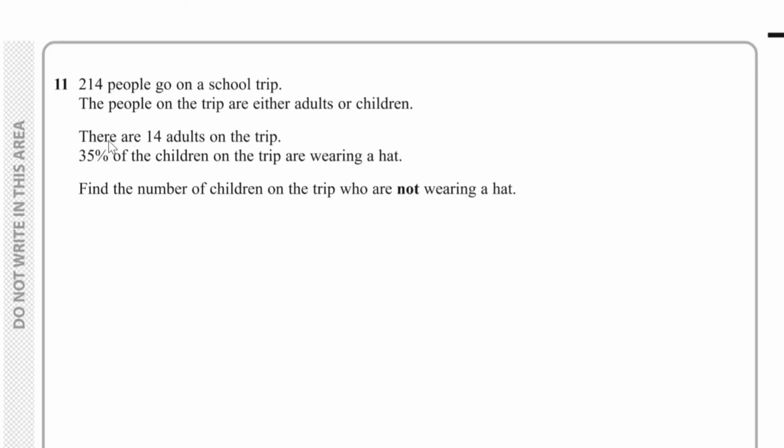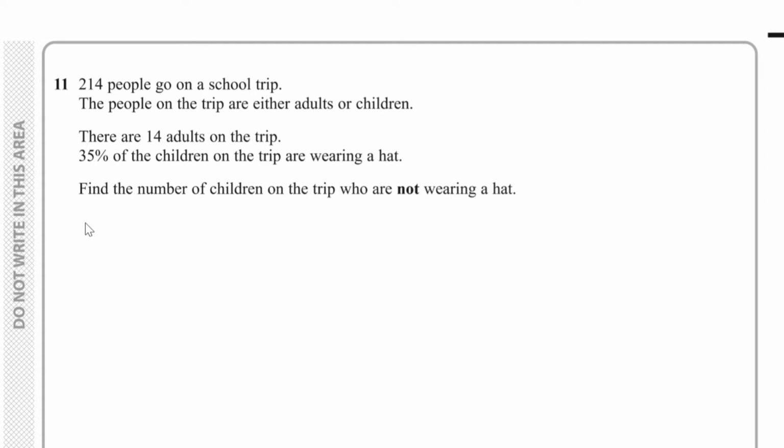Question number 11. 214 people go on a school trip. The people on the trip are either adults or children. There are 14 adults on the trip. 35% of the children on the trip are wearing a hat. We have to find the number of children on the trip who are not wearing a hat.